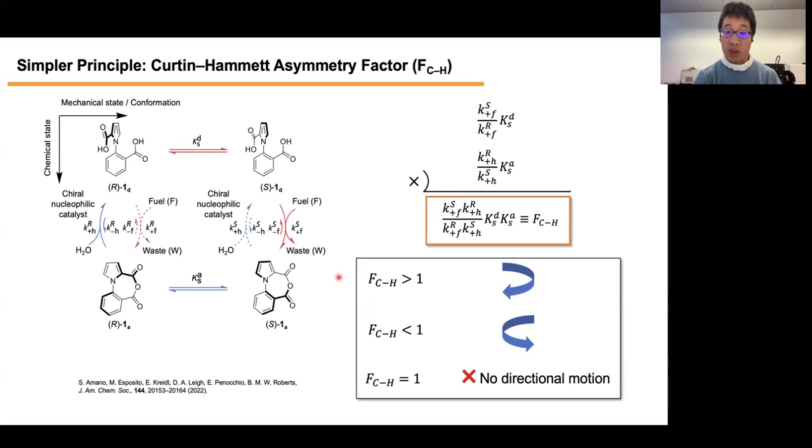So this argument itself is quite similar to the case of kinetic asymmetry, Kr, but what is interesting for us was that all of the values included in this FCH, so these four rate constants and these two equilibrium constants, are experimentally measurable and quantifiable quantities. So it's much easier to use FCH as a design guideline for molecular motors.